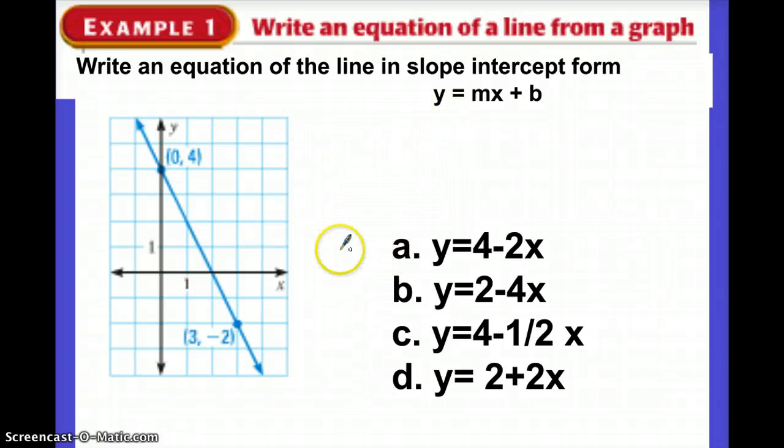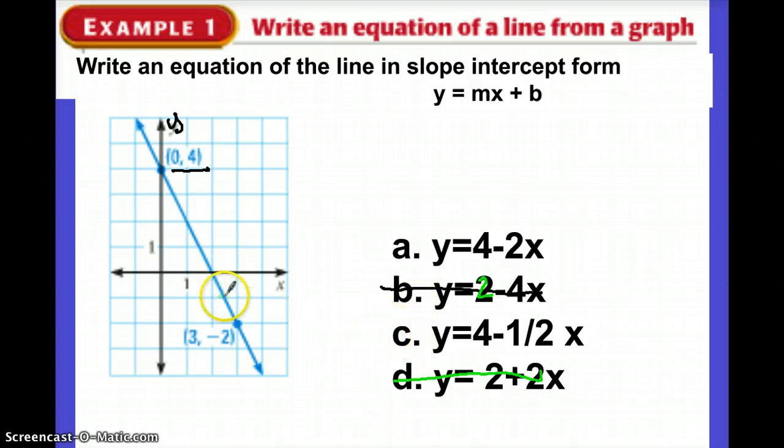Which of these is in slope-intercept form? Well, we know that the y-intercept is the vertical axis, and we know that that is 4. So we can rule out B right away, knowing that that does not have a y-intercept of 4. This one has a y-intercept of 2. We can also rule out D right away. It also has a y-intercept of 2.